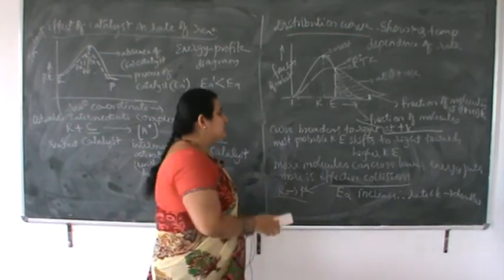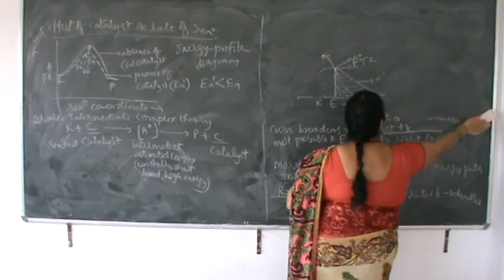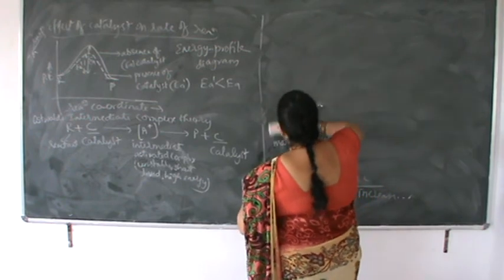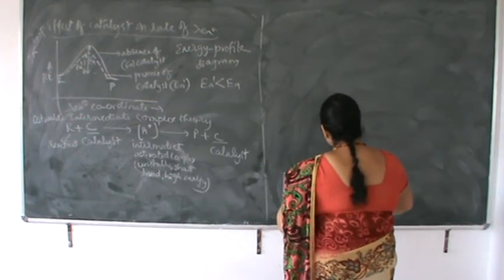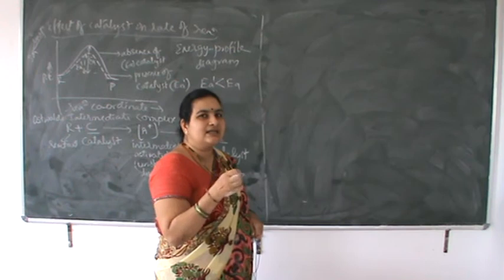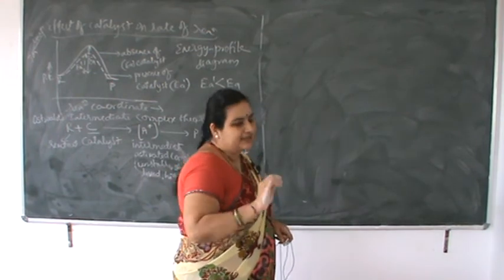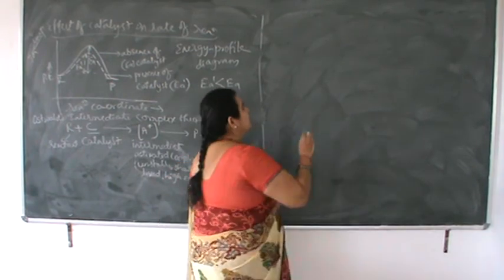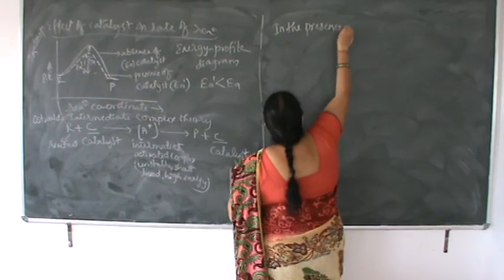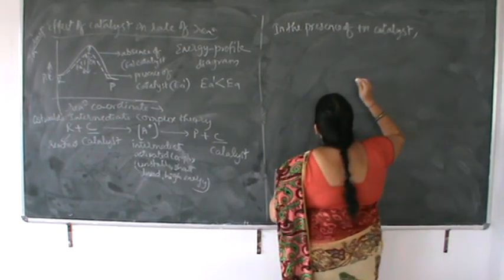Now, what does the graph say in the presence of catalyst? I am talking about the positive catalyst. Okay, positive catalyst is a substance which increases the rate of the reaction. Negative catalyst or catalytic retarder is a substance which decreases the rate of the reaction. So here we are asking about the catalytic promoter, in the presence of positive catalyst.